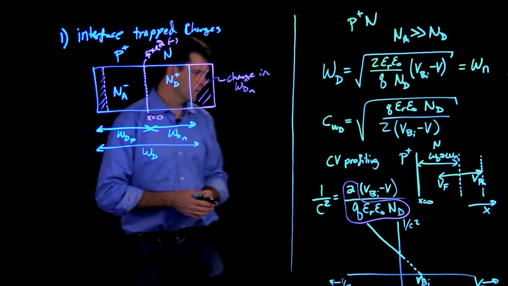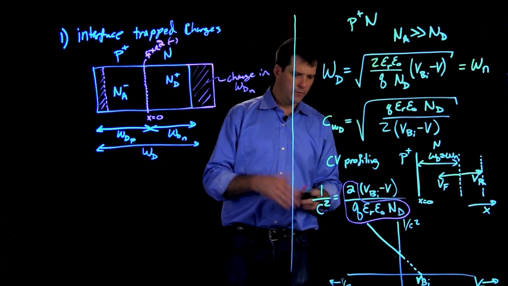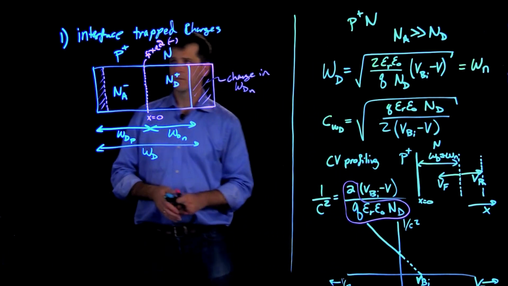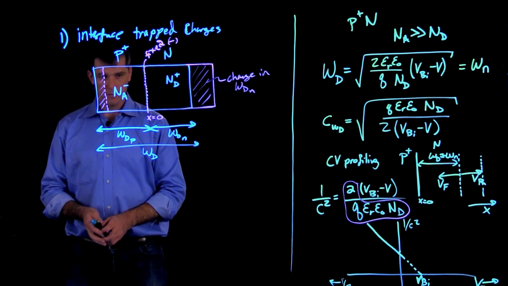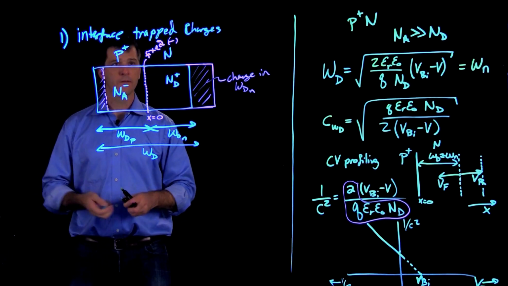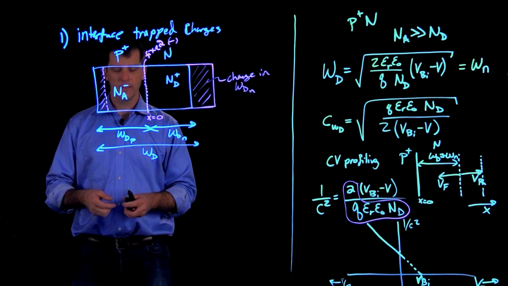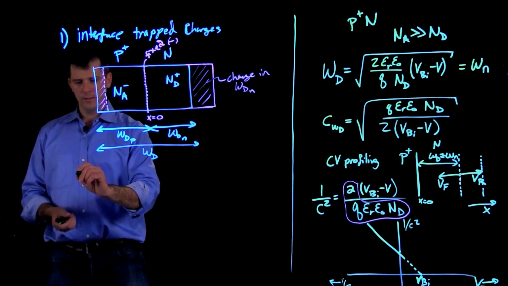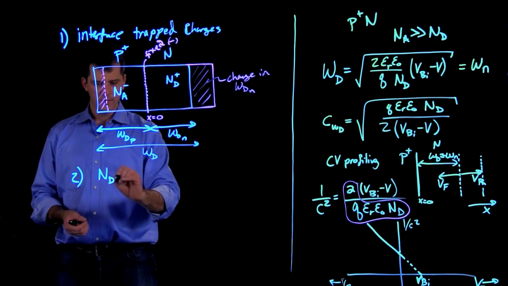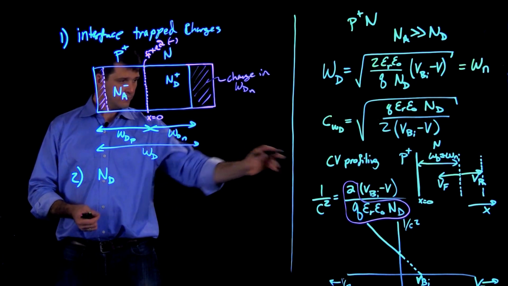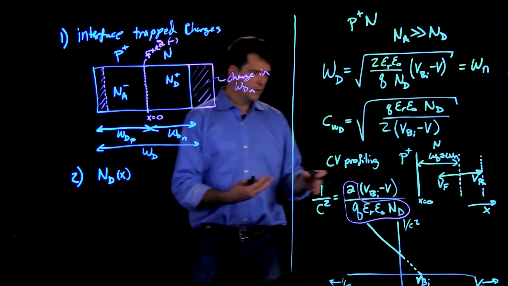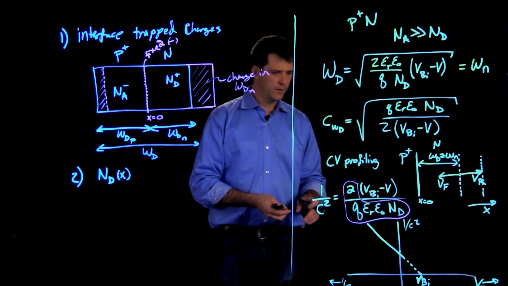So what this means is that the presence of interface charges can show up in the CV profiles, and it takes a little more interpretation to figure out whether they're there, but it does allow you to measure their presence and even their density per unit area. The last thing is if you, let's say, have a one-sided junction where your doping is a function of x, it's not a constant value. And this procedure here can be generalized.